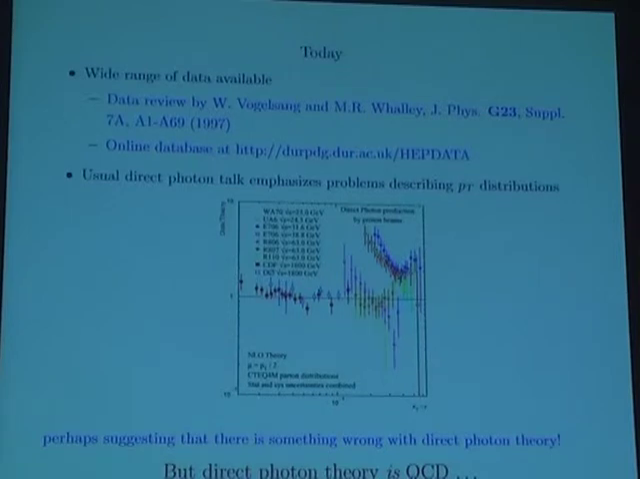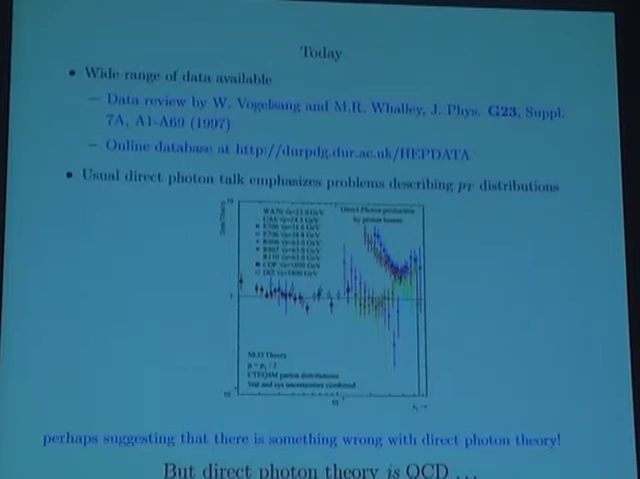And this comes from some reviews; I've cited one of them here. There's an online database that's maintained in Durham. Let's talk a little bit about the structure of this plot. What's shown here is the ratio of data over theory. Ideally, if everything was well understood, all the data points would line up on 1 with theory agreeing with the data. And what you notice is that there's some significant scatter as a function of this variable xt.